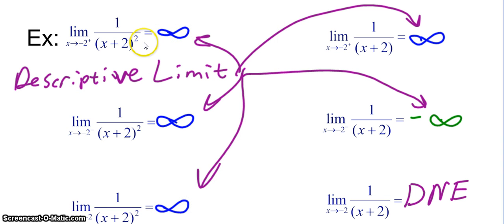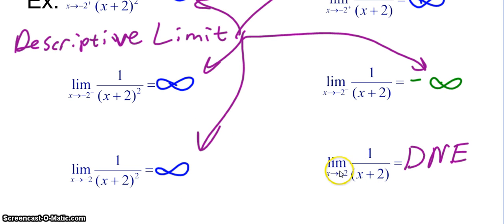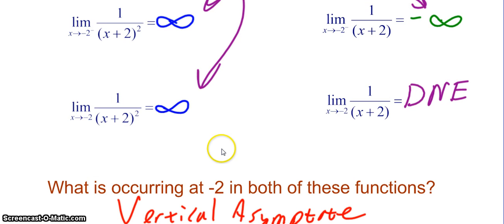So that's how I get my descriptive limits, I'm describing what the graph is doing as it approaches the vertical asymptote. Here it's approaching infinity from the right, it's approaching infinity from the left, therefore from the left and the right it's approaching infinity. Here from the right it's approaching infinity, from the left it's approaching negative infinity, therefore the limit does not exist because I can't describe it using one thing.